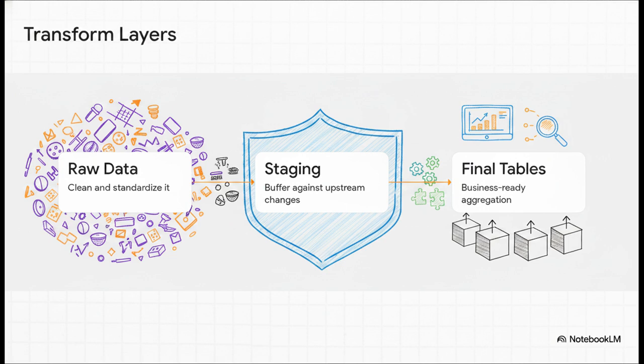Organizing your transformations in these clear, distinct layers is incredibly vital. It basically acts as a protective buffer. If an upstream data source randomly changes its format one day, which we all know happens, it gets caught right there in staging. It never silently breaks the critical dashboards downstream that your executives rely on.